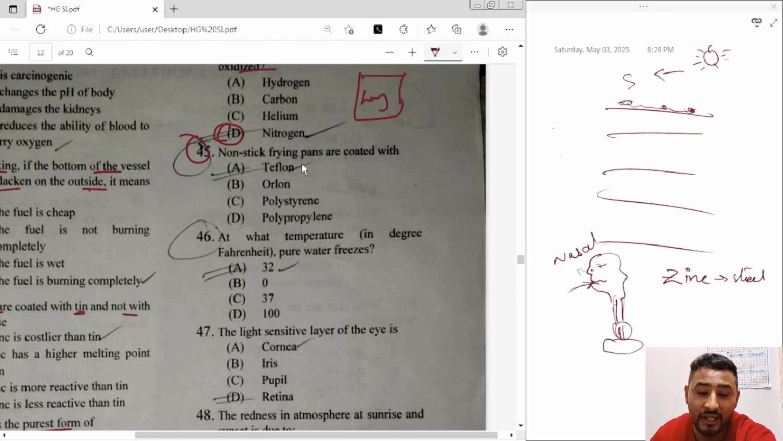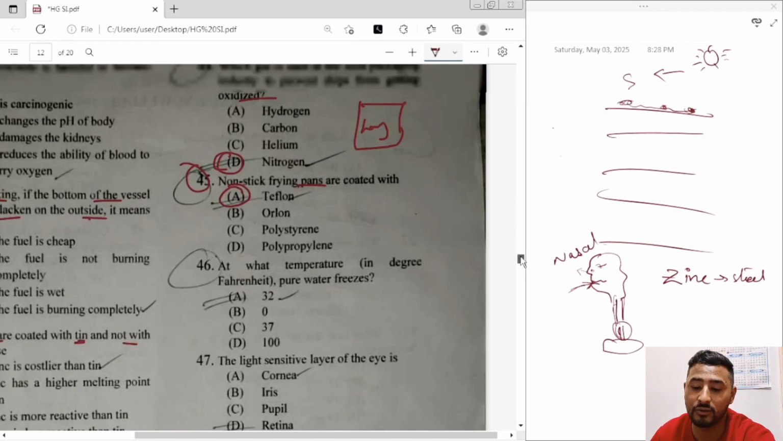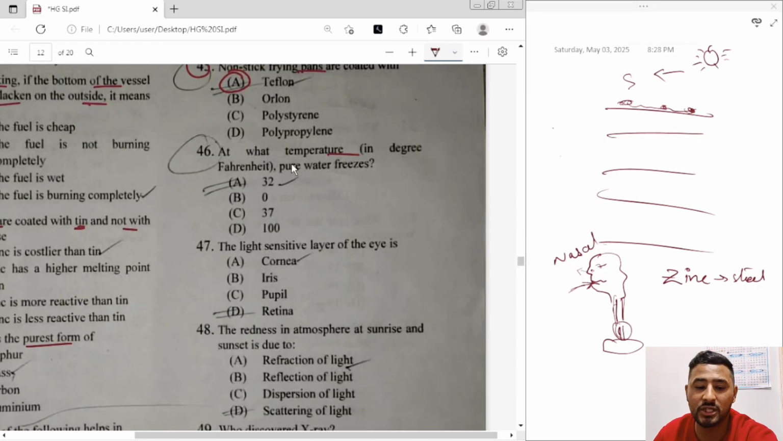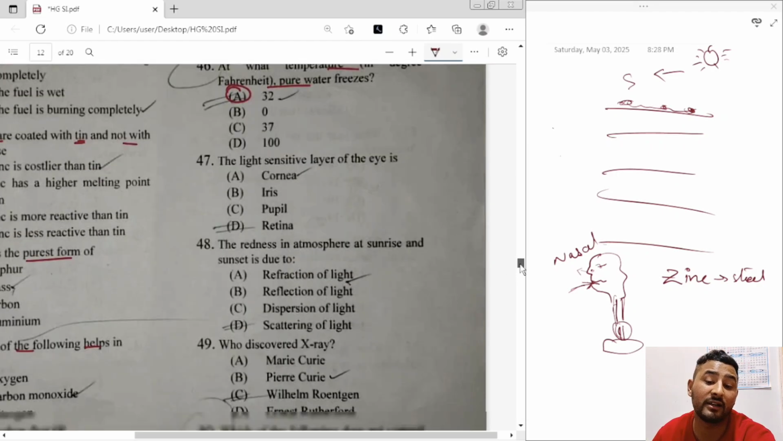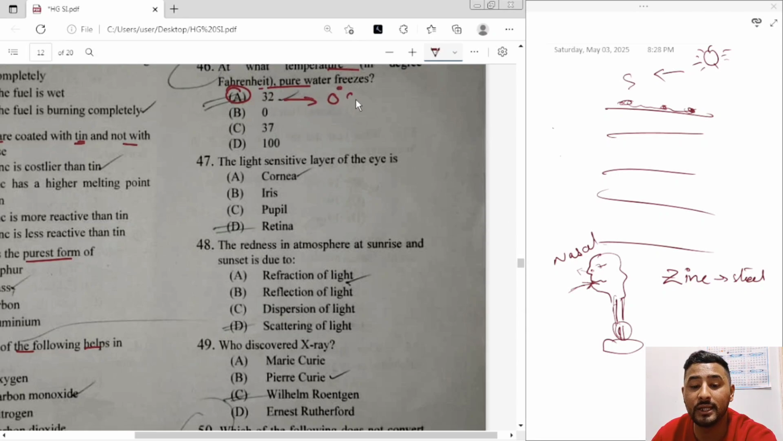So let's go to 45. Non-stick frying pan. Remember, whenever we talk about non-stick, it is Teflon. At what temperature in degrees Fahrenheit does pure water freeze? It is 32 degrees Fahrenheit. In Celsius, it will be 0 degrees centigrade. The light sensitive layer of the eye is where? It is the retina.